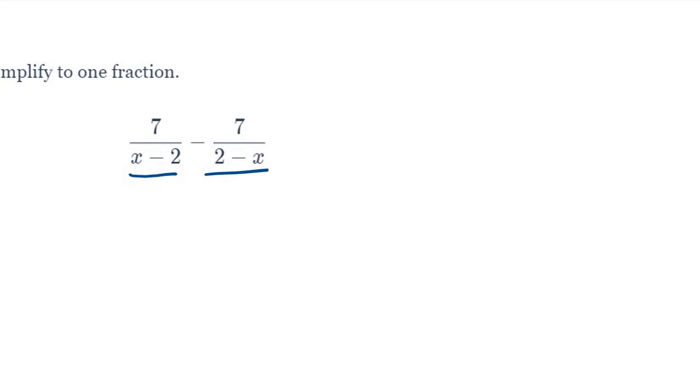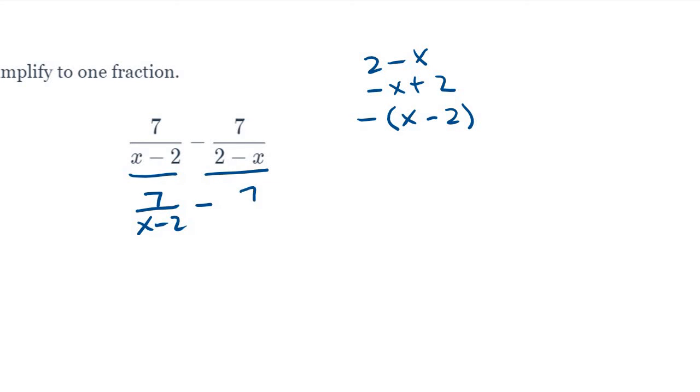Yes, another one that might be a little bit challenging, okay? But it's not supposed to be. So I have these two factors where the terms are reversed. I need to rewrite this 2 minus x as negative x plus 2, which I can take out a negative, becomes negative x minus 2. So this problem really is like this. Minus 7 over negative x minus 2.